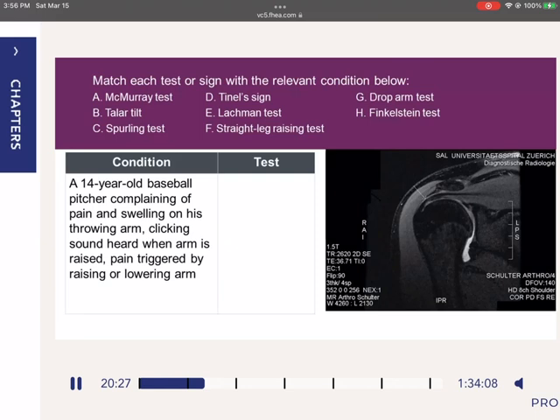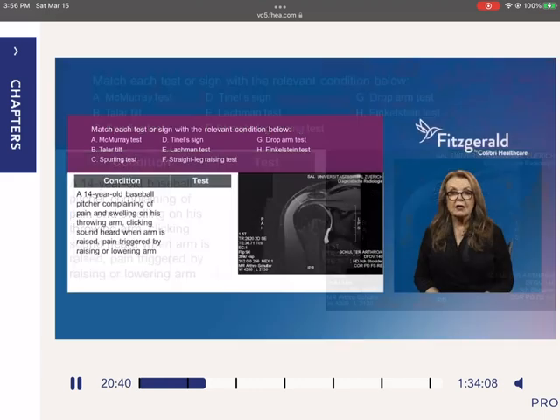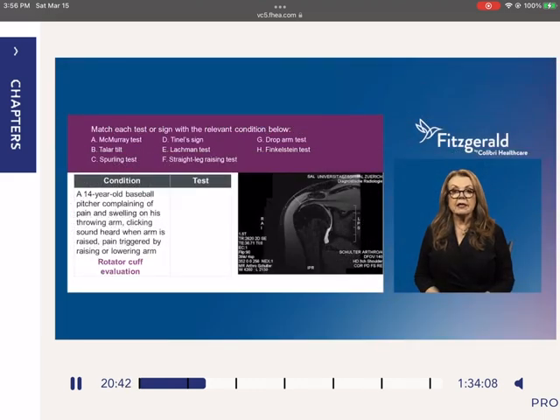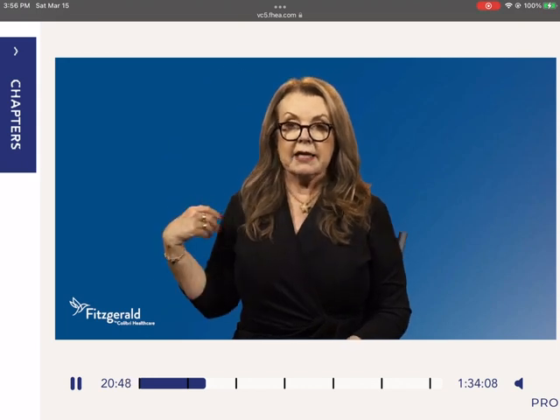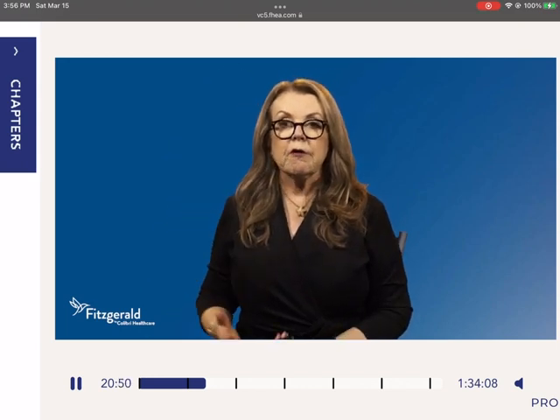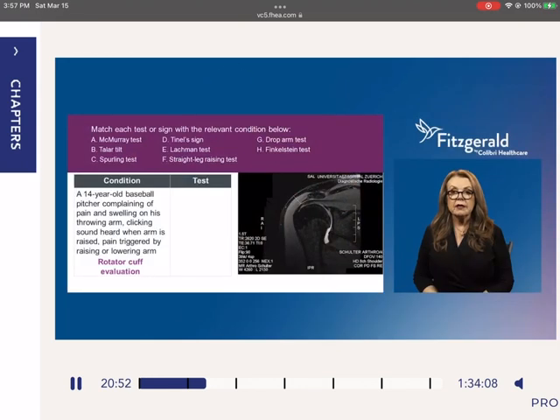A 14-year-old baseball pitcher complaining of pain and swelling on his throwing arm, clicking sound heard when the arm is raised, pain triggered by raising and lowering the arm. What does that describe? That describes that there could be something wrong with the rotator cuff. And again, pitching, that is a key trigger for a rotator cuff injury. And what would be the correct answer? Then it's drop arm test.